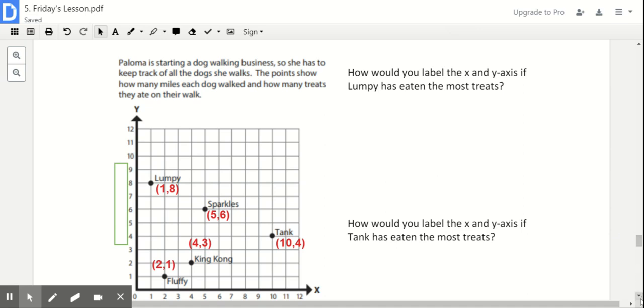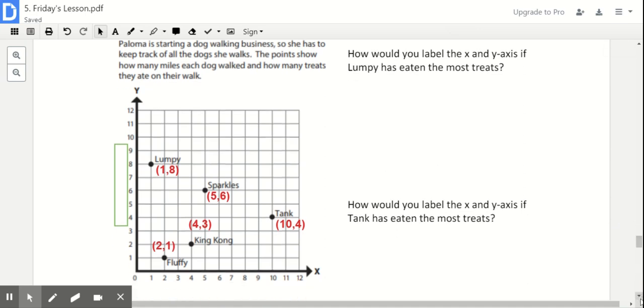How would you label the X and Y axis if Tank has eaten the most treats? So again, labeling our ordered pairs first always helps us out. We are finding Tank here, and we realize that 10 is our highest number for all of the y-axis, which gives us the point that x would be labeled as treats and y would be labeled as miles. So realize that you can have the same points, but the stories can always be so different. So this is what we're working on today. Even though we have the same coordinate planes, the same points, our story can change based off of the information that is shared in that story.